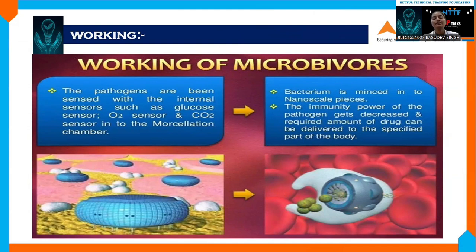I have already told you that the modulation chamber has two types of sensors. After sensing that particular part only, it will go and inject to the damaged part. After giving that to the bacteria or virus, the bacteria is machined into nanoscale species. After sensing, it will give immunity power against the pathogens. A decreased and reduced amount of drugs can be delivered to the specific part of our body.